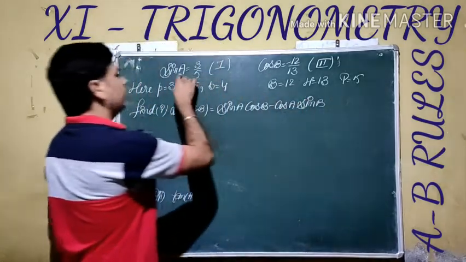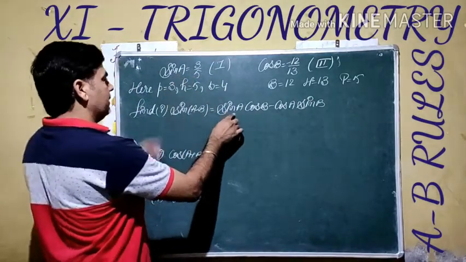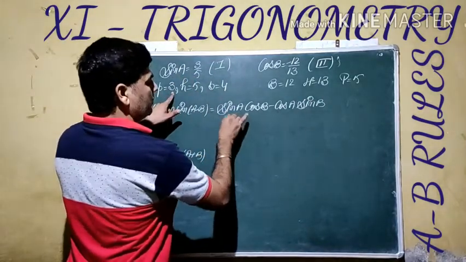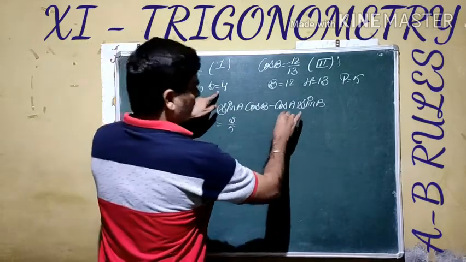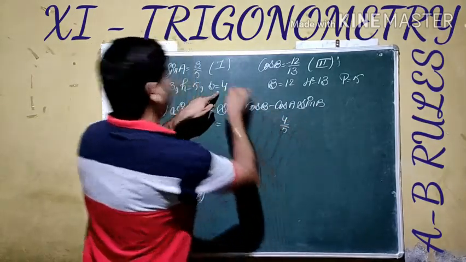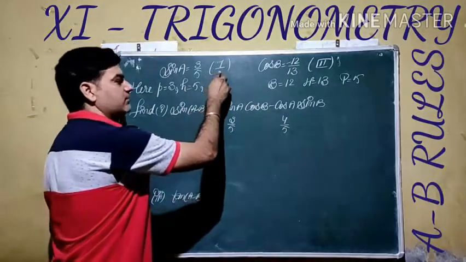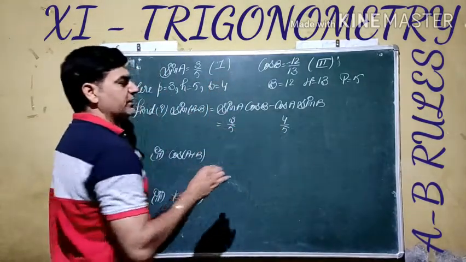First of all, we are going to discuss A. Sine A is P by H, 3/5. Cos A is B by H, 4/5. As the quadrant mentioned is the first quadrant, both the values are positive.